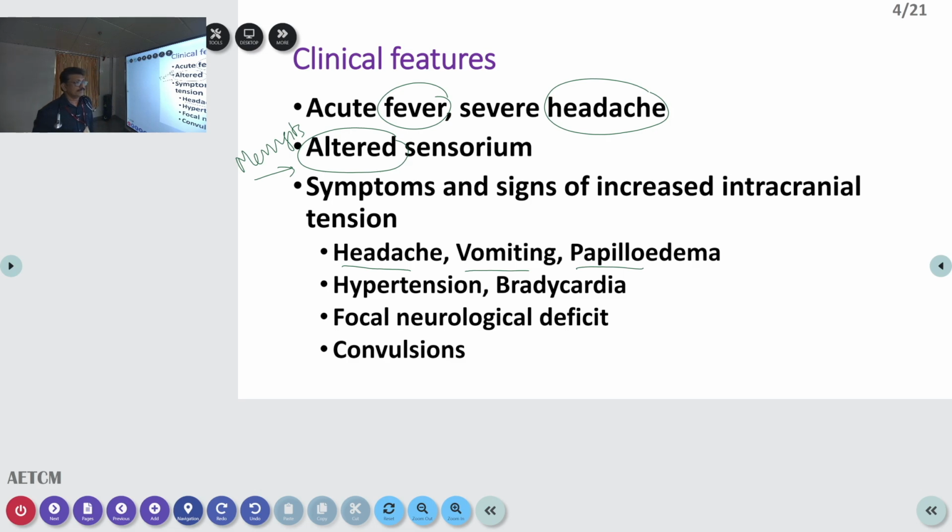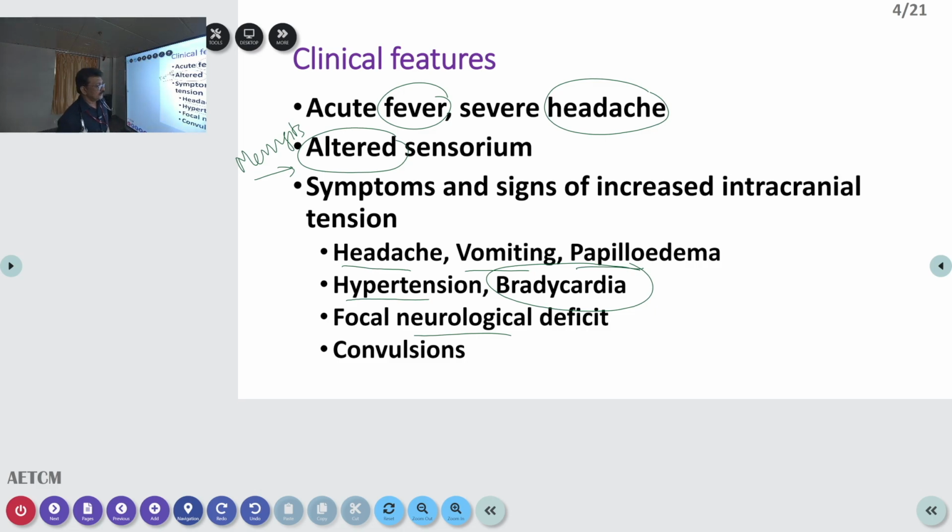We should examine the patient's fundus, the optic fundus. Patients can also have hypertension, bradycardia. So bradycardia is an important clinical finding in a patient who has encephalitis or head trauma. If the patient has bradycardia, think that there is a high possibility of increased intracranial pressure. Focal neurological deficit sometimes can be there, but it is mostly seen in meningitis rather than encephalitis.